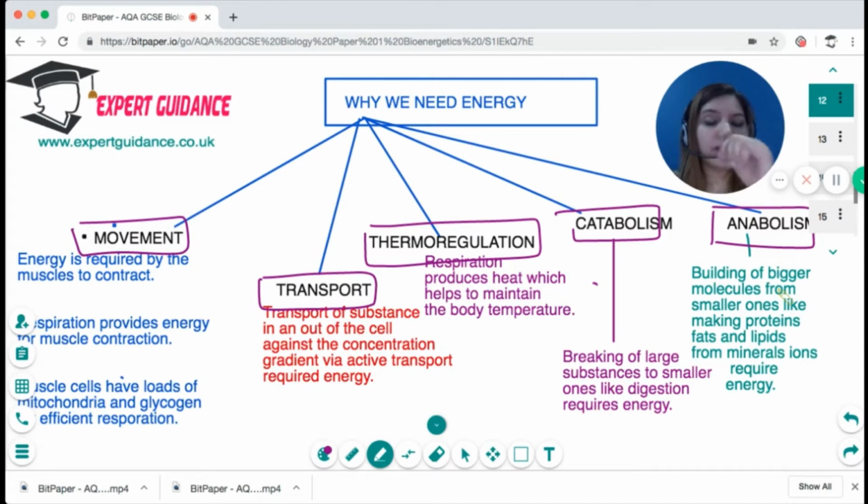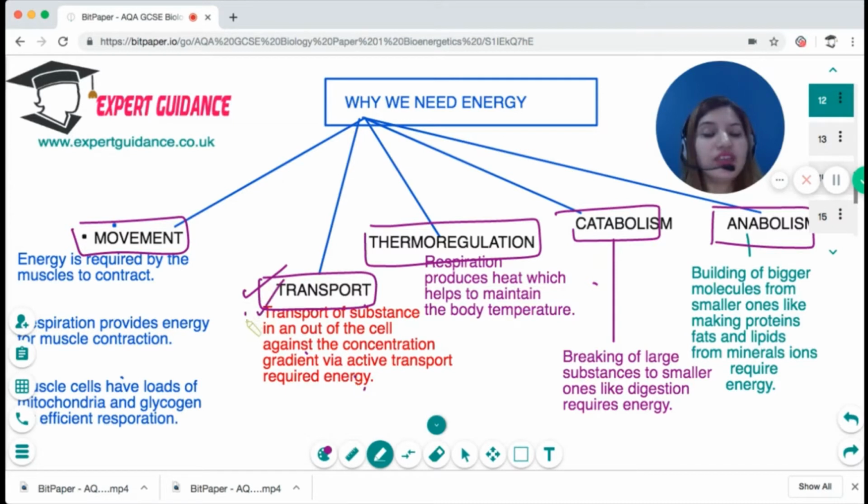So we need energy for the muscles to contract, because only when the muscles contract will we be able to move. So muscle cells are responsible for movement and they are well adapted to do respiration. Therefore, they have loads of mitochondria and they also store glycogen, which is the fuel for respiration. Next is transport. You know that for active transport, we need energy because it is a movement of substances against the concentration gradient.